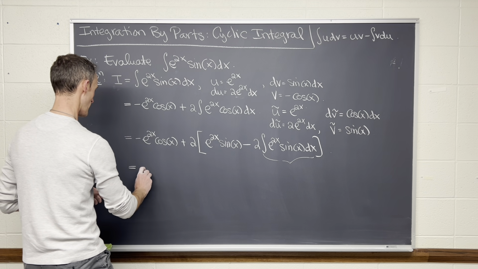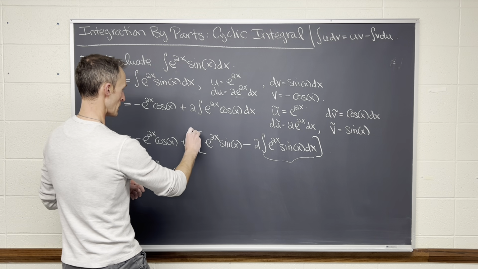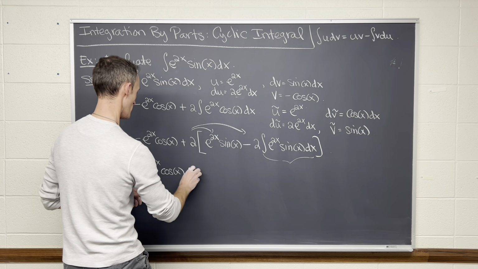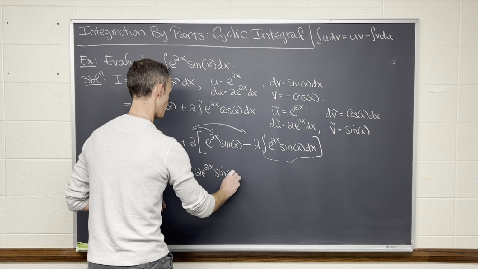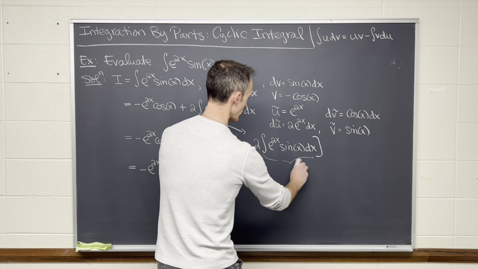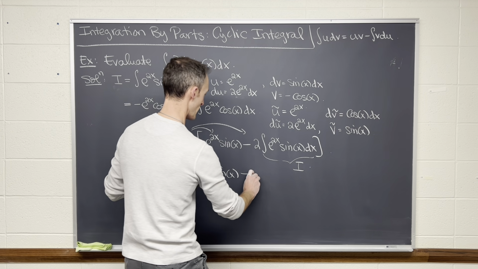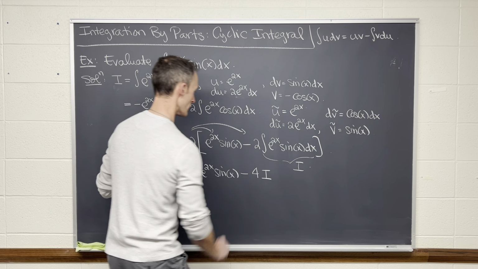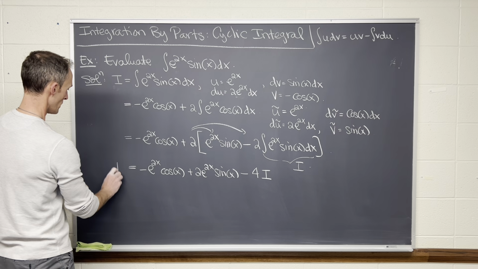So this one is minus e to the 2x cosine of x. I'm going to distribute this 2, okay, so I get plus 2 e to the 2x sine x minus, okay, what is this? This thing is I, all right? So what happens? I take the 2, I distribute it, I get minus 4 times I. Well, what's on the left side? Follow the equalities. Equals, equals, equals, equals, I.